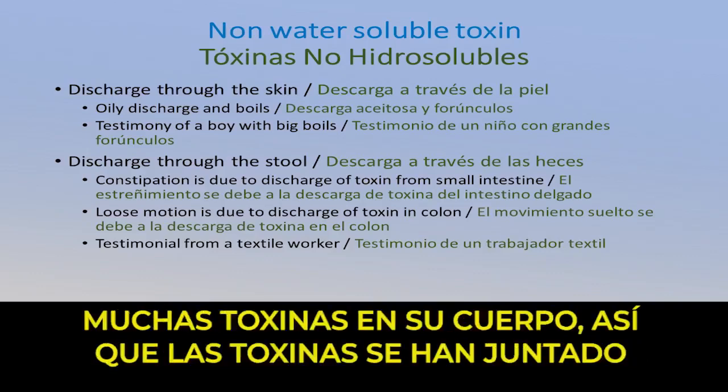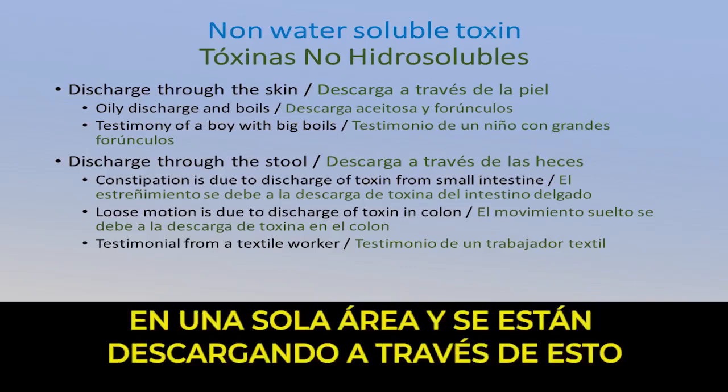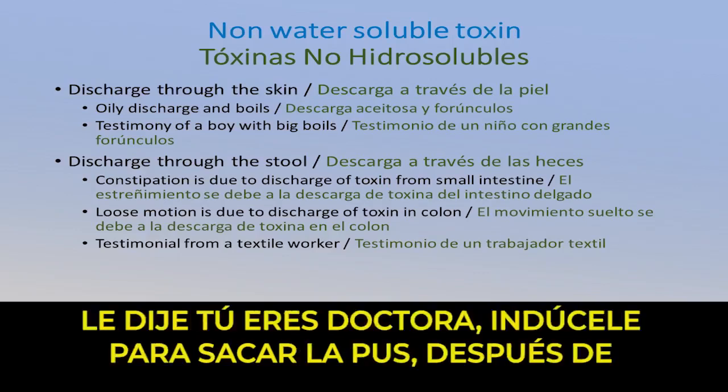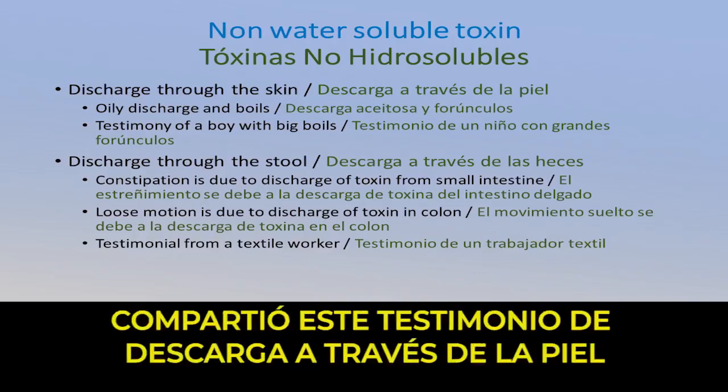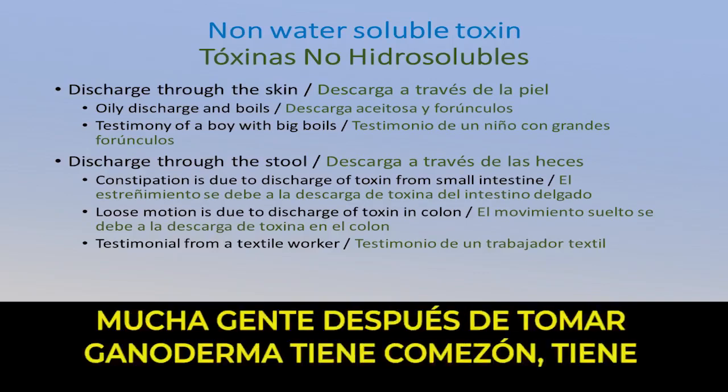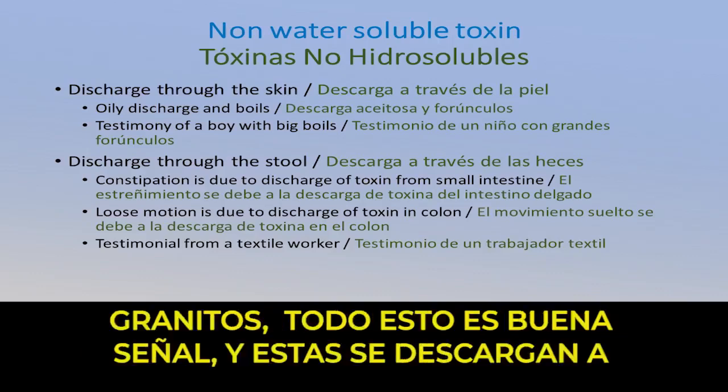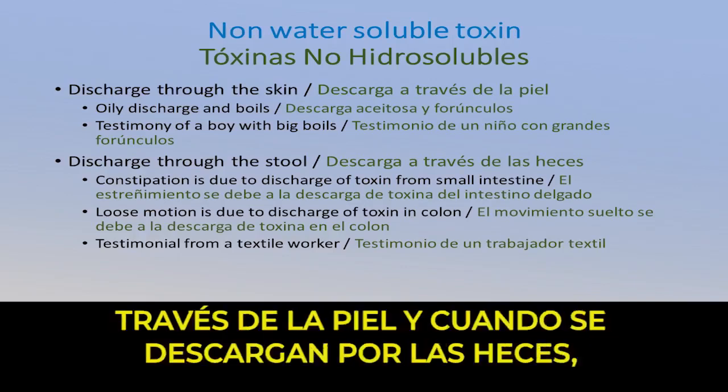Before that, the boy had a lot of toxins in the body. Now the toxins are put together in one area and discharged. As a doctor, you can induce the pus, let the pus come out, then remove the pus from the body. Then everything becomes okay and the boy becomes active again. So there's one testimony of discharge through the skin. Many people after taking Ganoderma have itchiness of the skin, or feel some pimples. All these things are good signs. These are the discharge through the skin.